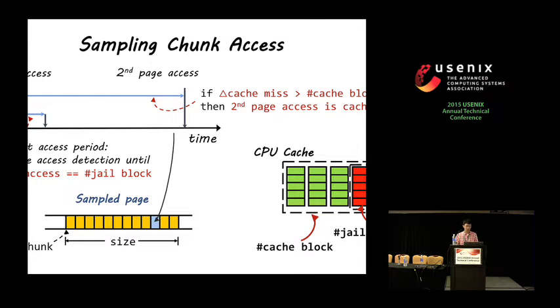So to skip the burst access period, we stop the page access detection until the number of cache accesses reaches the number of cache blocks. Note that if the number of cache accesses is less than the number of cache blocks, it is quite likely that the second page access can hit the cache even though we apply the restricted mapping to the data chunk.